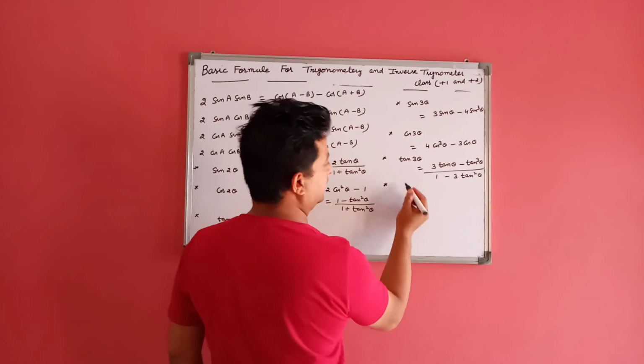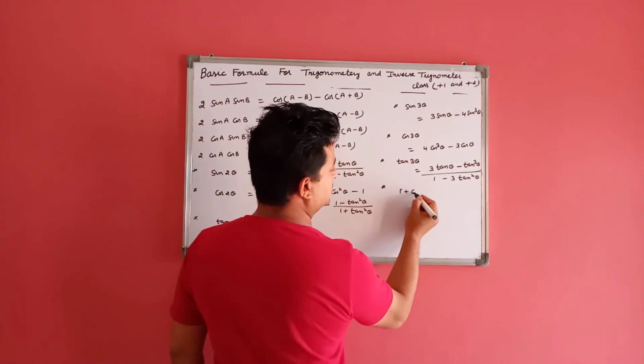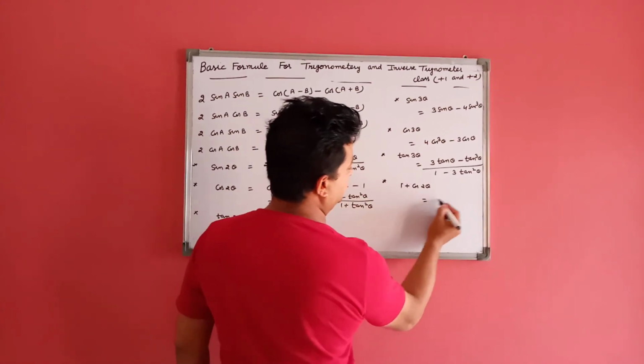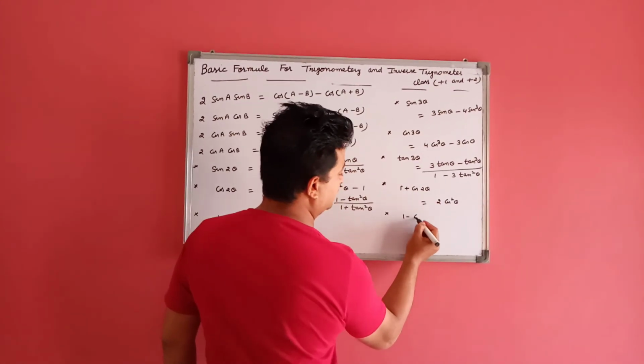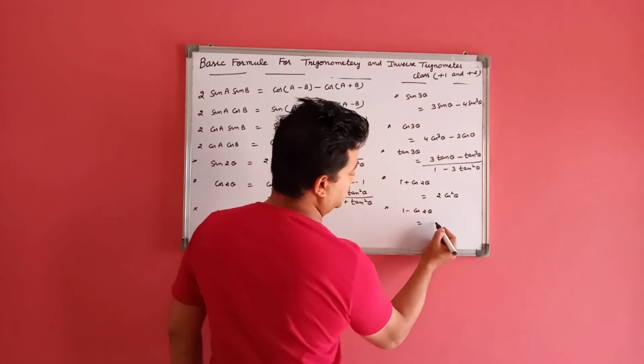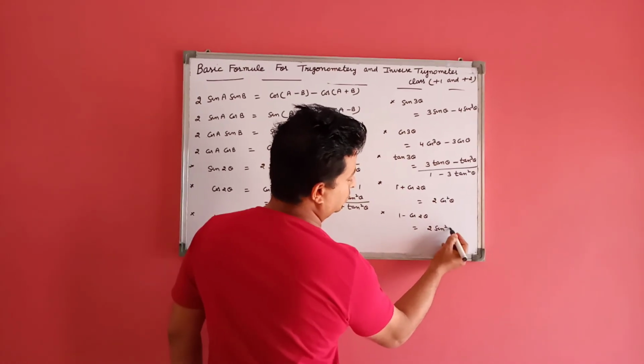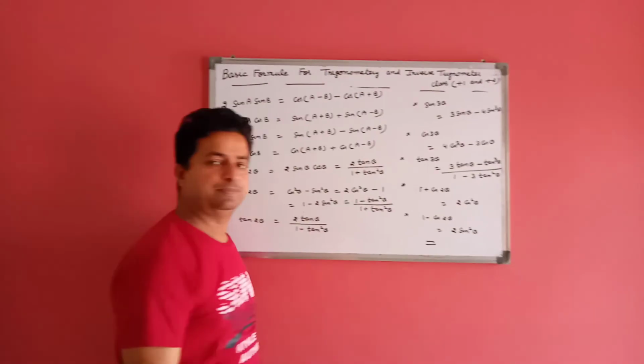The next one is 1 plus cos 2 theta, which is equal to 2 cos square theta. Next one is 1 minus cos 2 theta, which is equal to 2 sin square theta.